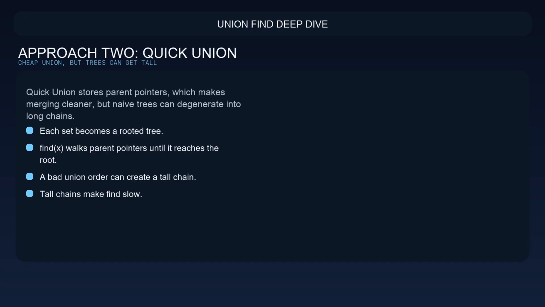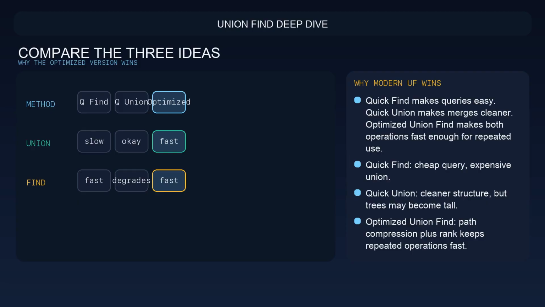Quick union is much closer to the modern idea. Instead of storing component labels directly, we store parent pointers. That makes union elegant because we can merge by connecting one root under another. The problem is that if we do this carelessly, the trees become tall, and then every find call has to climb a long path. So let me frame the progression clearly.